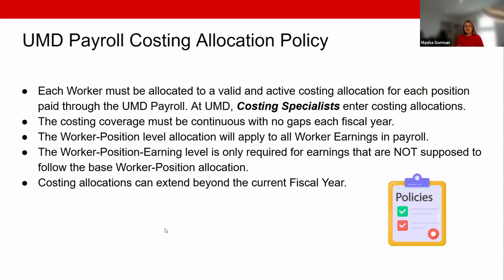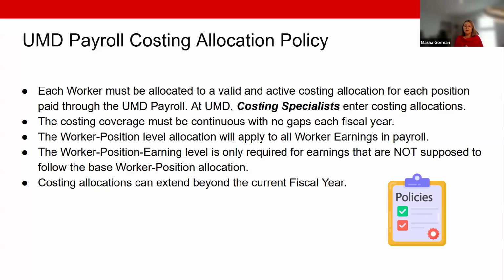So what is this cost and allocation policy at UMD? What do we require from our workers actively on payroll? Each worker must have a cost and allocation for each position that this worker is paid through on our UMD payroll. That is a cost and allocation that covers a worker in a position, or a worker in a job.